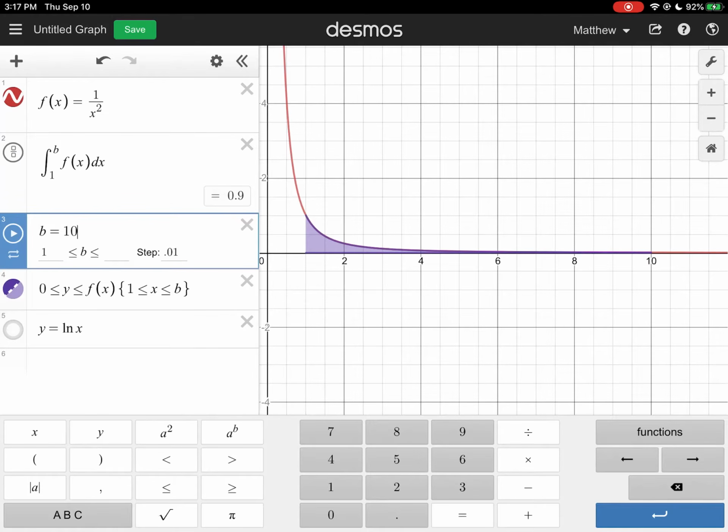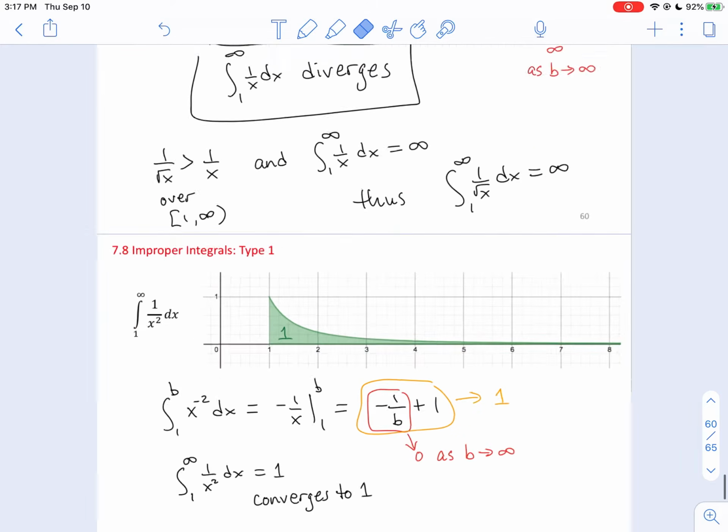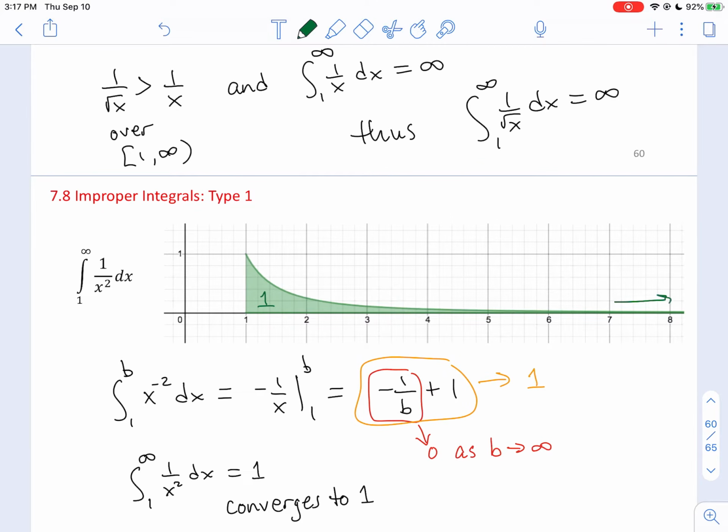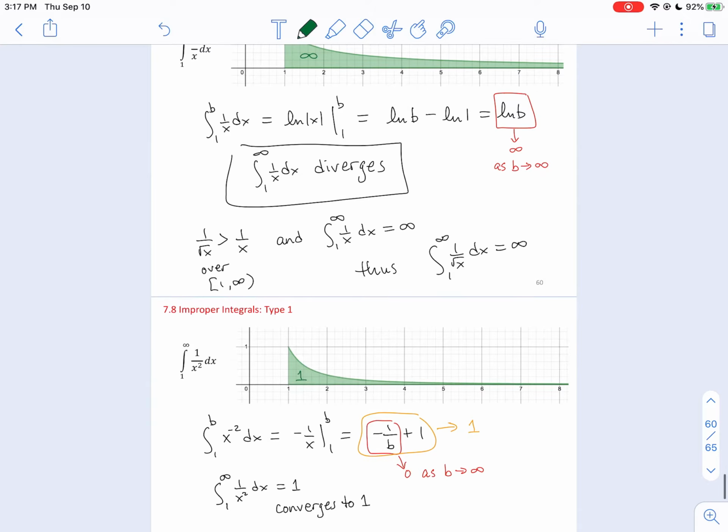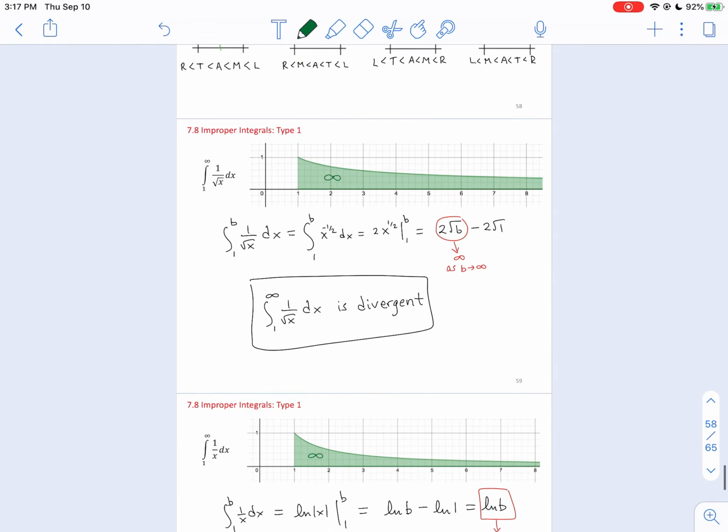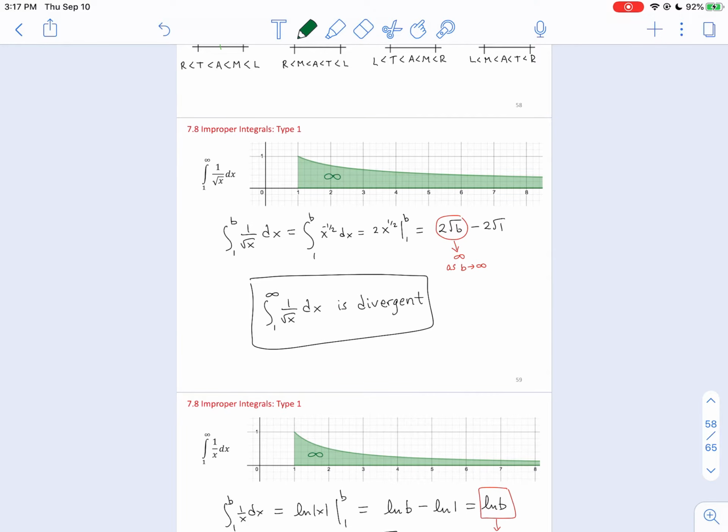When I go 1 to 100, it's 0.99. When I go 1 to 1,000, it's 0.999. 1 to 10,000, 0.9999. You see a pattern. It seems like the further I go out, the closer that the area is getting to 1. And if you go out forever, then we get to 1. So the shaded area has an area of 1, assuming that this does head off to the right forever.